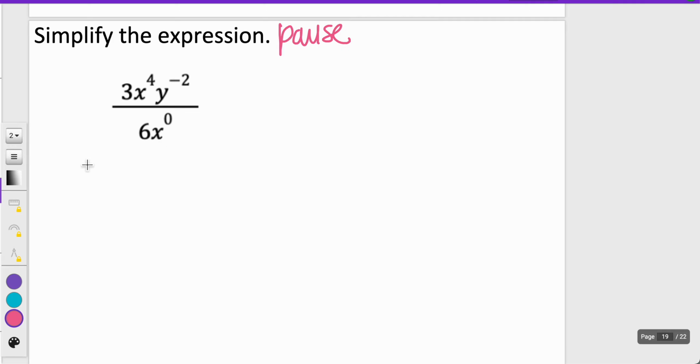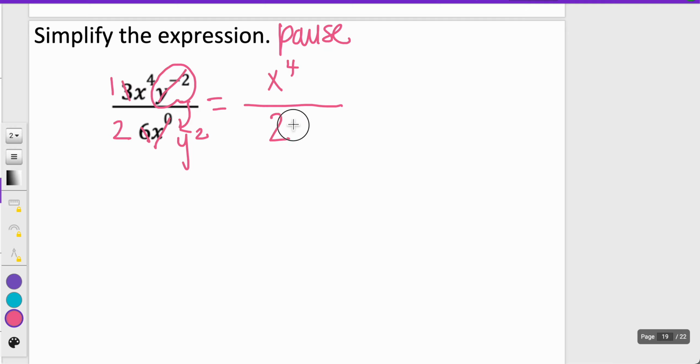So I had no parentheses here, so now I'm just going to start moving my negatives and simplifying my numbers. I'm going to go ahead and simplify my 3 and my 6 to be 1 over 2, and my x to the 0 power already cancels out to x over 1, and my y to the negative second power can come down here to the bottom. So now I just have on the top x to the 4th over 2y to the 2nd.